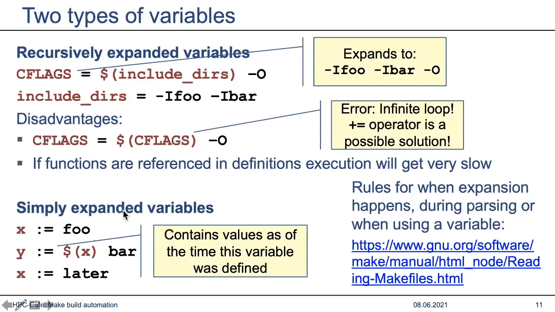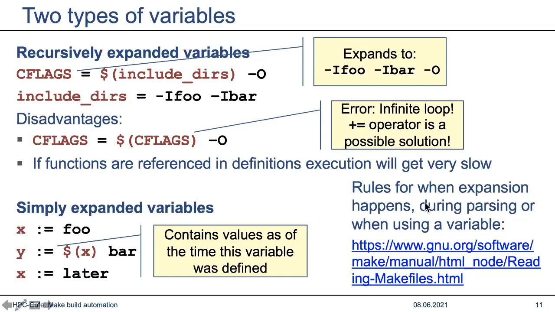The second type of variables are so-called simply expanded variables, and they are defined by :=. Those get set at the time when the variable is defined. Like here, you set x to foo, and then you say y := $(x) bar, and so y is foo bar. And when you later override x, this has no effect on the y variable because it will only be expanded once, at the time when the variable is defined.